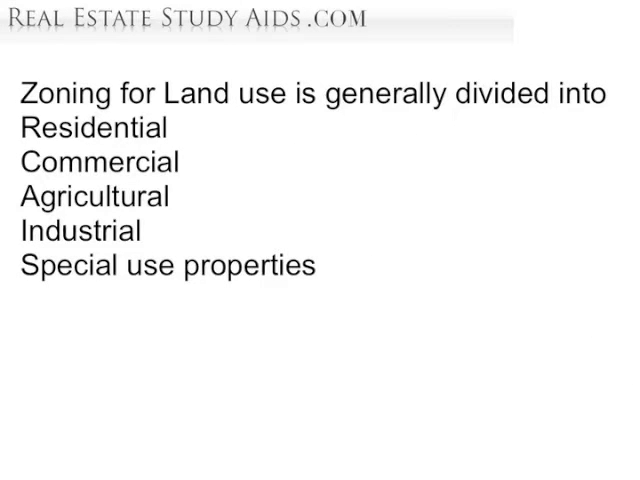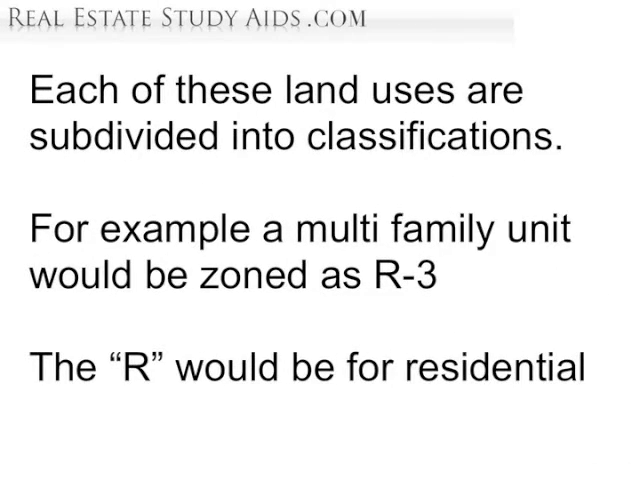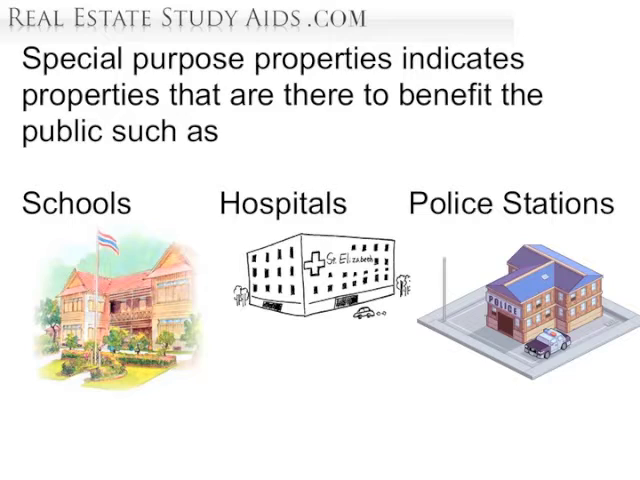Zoning for land use is generally divided into residential, commercial, agricultural, industrial, and special use properties. Each of these land uses are subdivided into classifications. For example, a multifamily unit would be zoned as R3. The R would stand for residential. Special purpose properties would be for properties that are meant to benefit the public, such as schools, hospitals, and police stations.